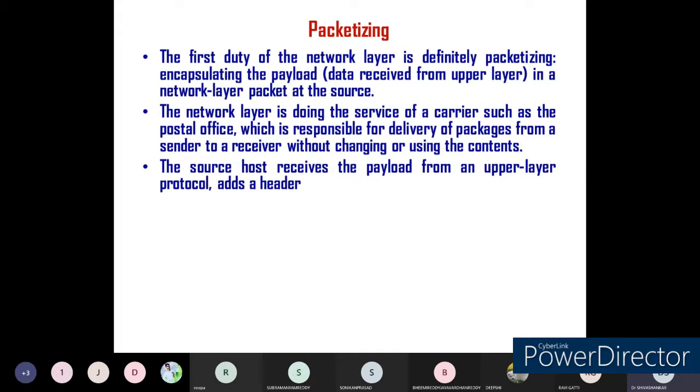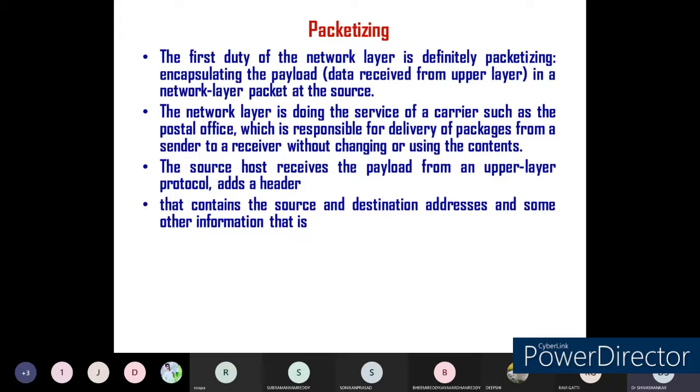The source host receives the payload. Payload is nothing but information from an upper layer protocol, and adds a header that contains the source and destination address and some other information.